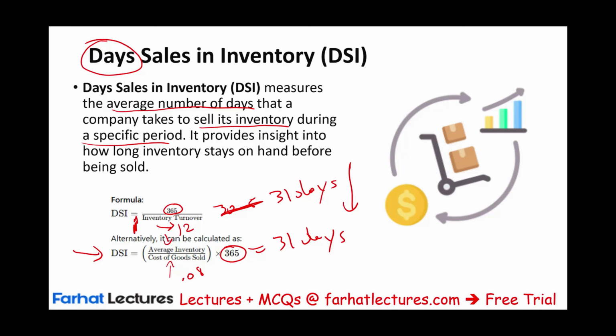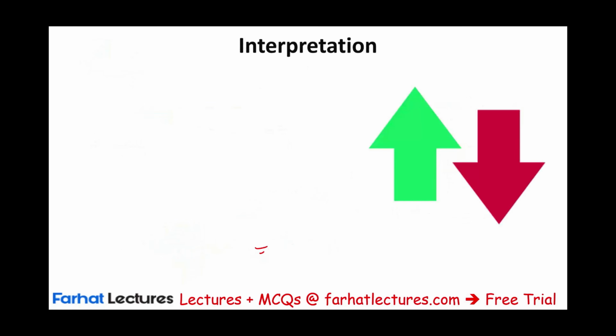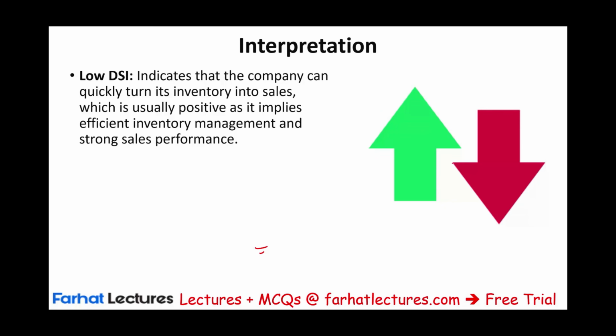So what I'm trying to say is there's more than one way. In case your textbook or your CPA or CMA course shows you a different formula, it's the same thing. You're going to come up with the same answer. Now, how do we interpret this? Again, here we want to have low days sales in inventory. It indicates that the company can quickly turn its inventory into sales, which is usually a positive, as it implies efficient inventory management and strong sales performance.